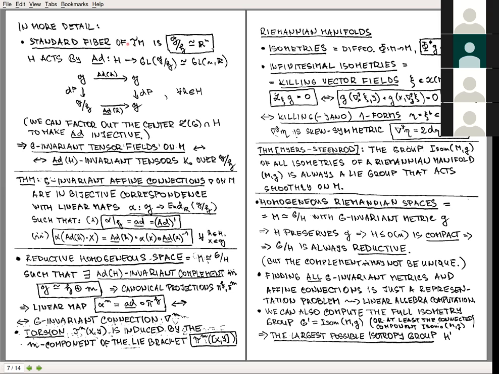In more detail, the standard fiber of the tangent bundle of the homogeneous space is just the quotient of the Lie algebra g mod the Lie algebra h, which must have dimension n. And the group H acts by the adjoint representation with underbar, which is constructed from the usual adjoint representation of group G on its Lie algebra g by restricting to H, and then projecting down to this g mod h. I'm sorry, here we should have mod h.